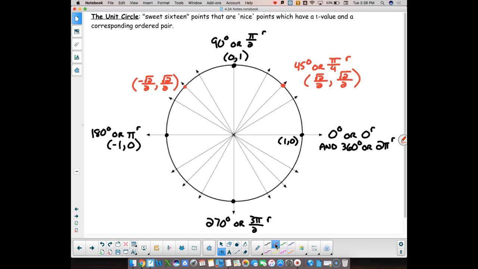Degree and radian wise, it's halfway between 90 and 180. What's 90 plus 180 divided by 2? Or what is the degree measure halfway between 180 and 90? Anybody? 135 degrees.